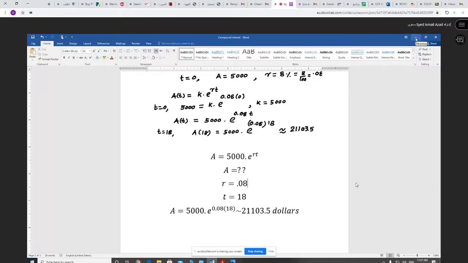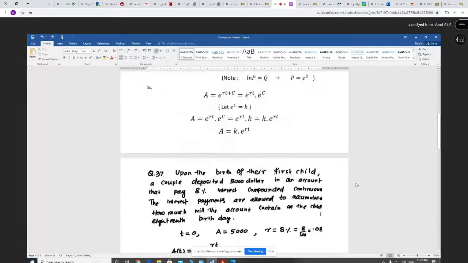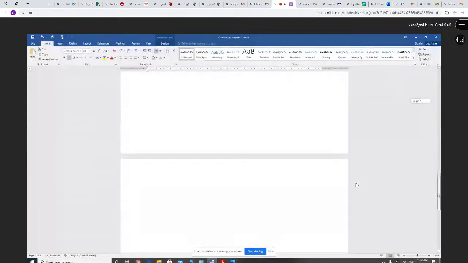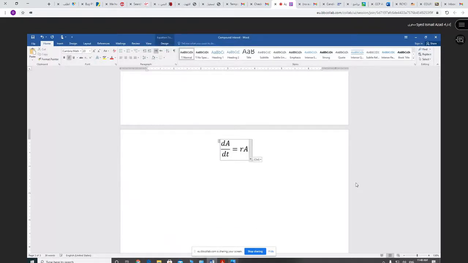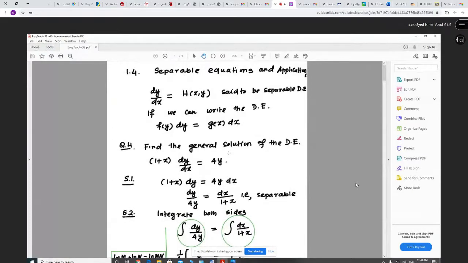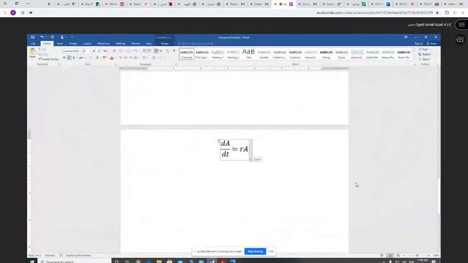We still have some time. Let us try to solve a variable separable differential equation: dy by dx equals 3y. Okay, students, this is a differential equation which is given to us.